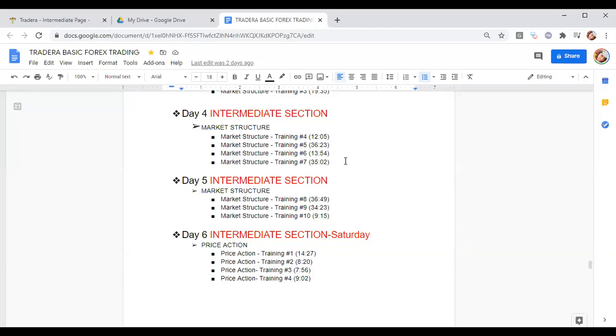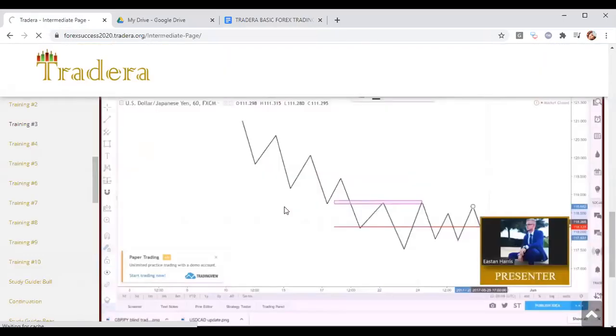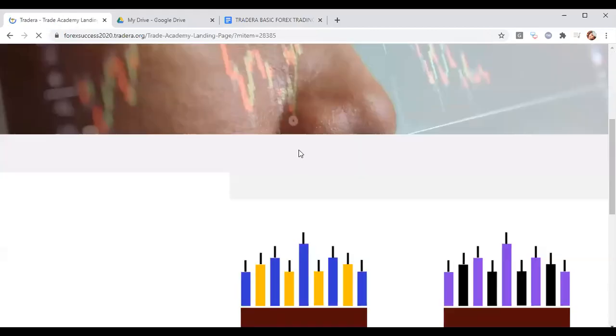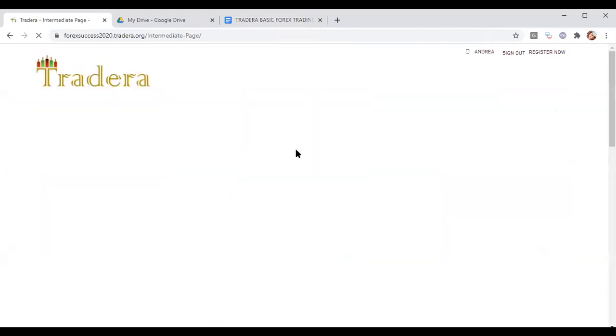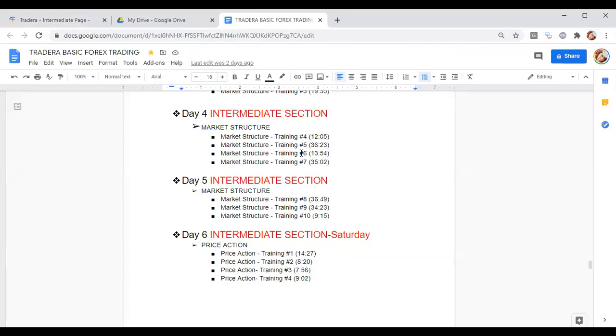And these videos are located on Chadera. You see here it says intermediate section, so you're going to go to Chadera. Let me show you. Go here and then go to your Trade Academy, then scroll down. I'm already on a video, so let's see. You're going to go to the intermediate section. Just follow the syllabus and watch those videos. It'll be best if you watch the ones for tomorrow before you meet up, and that way, if you have any questions, it'll bring more clarity to you.